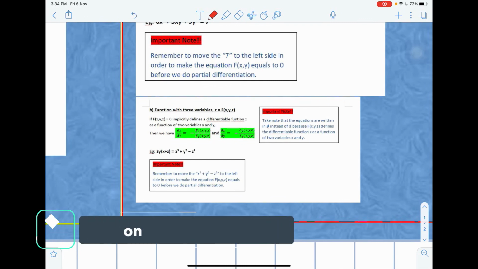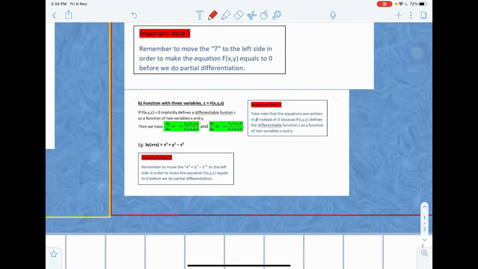So let's move on to the last theorem, which is theorem 5. So in this theorem, it actually is same as the previous one, but we have three variables in this theorem. So this is how we write our equations. And please take note that the equations are written in delta instead of d, because f(x, y, z) defines the function z as a function of two variables x and y.